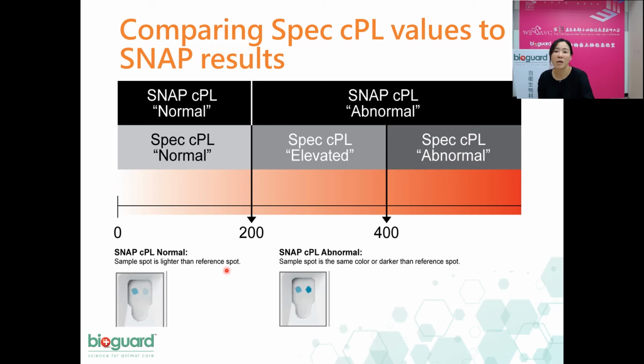Just as I mentioned before, if we load our sample into this kit and the sample color is darker than the reference dot, we can realize that this animal currently has a very high level of pancreatic lipase. So that's what we see.